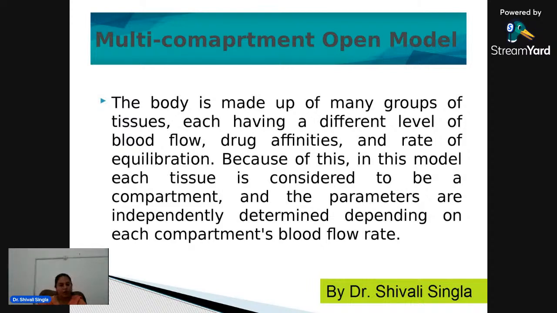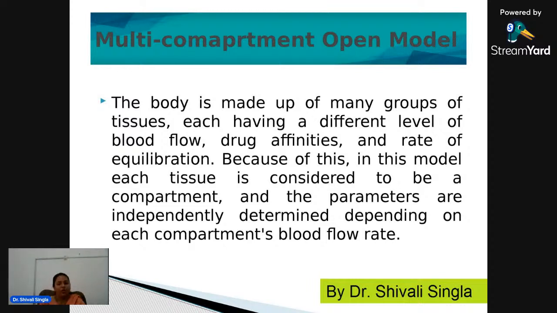Next, moving to the multi-compartment open model. The body is made up of many groups of tissues, each having a different level of blood flow, different affinity, and rate of equilibrium. Because of this, each tissue is considered to be a compartment, and the parameters are independently determined depending on each compartment's blood flow rate.